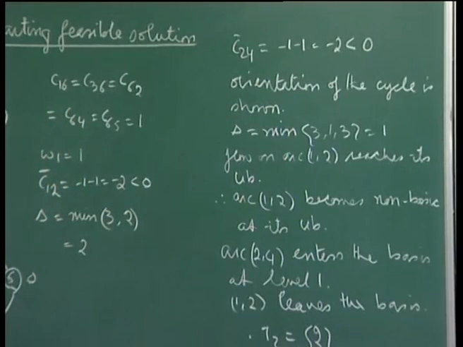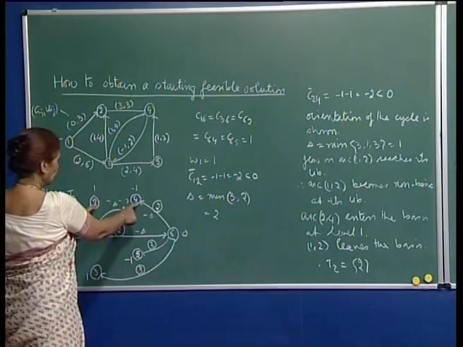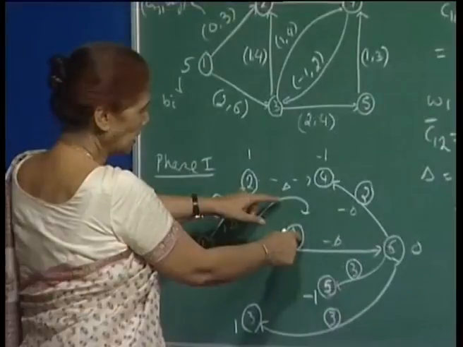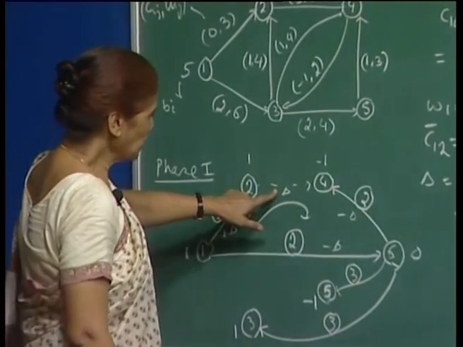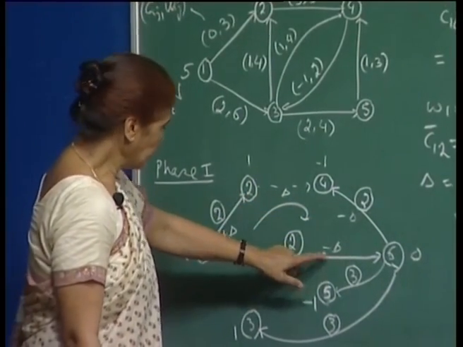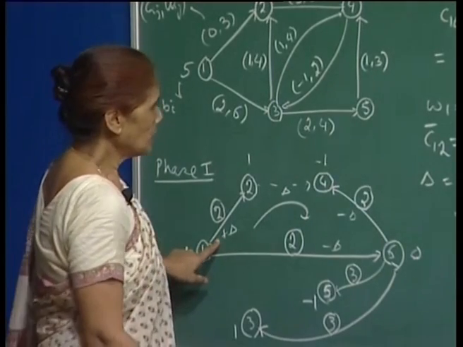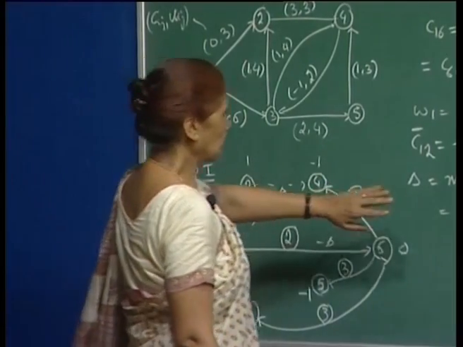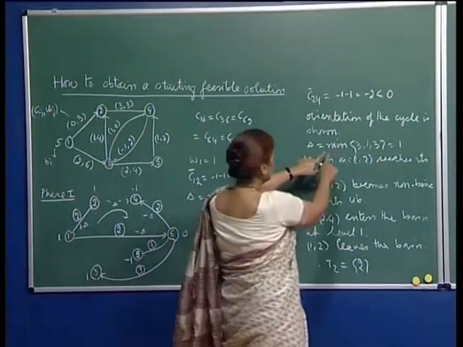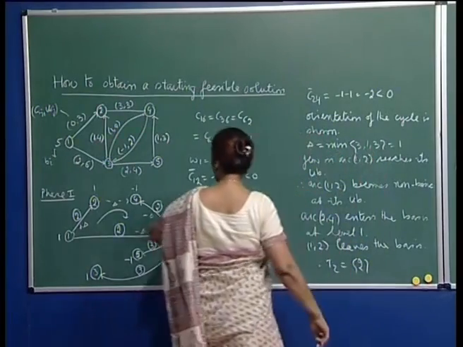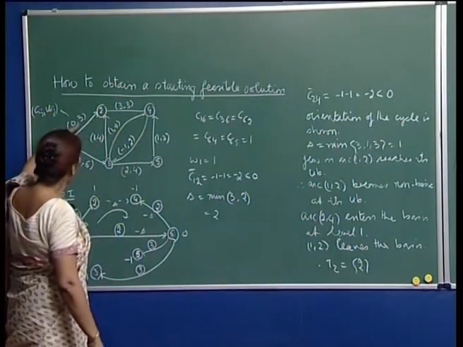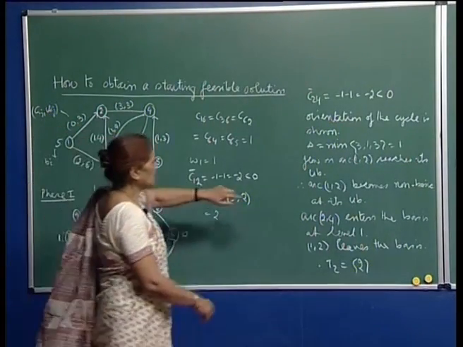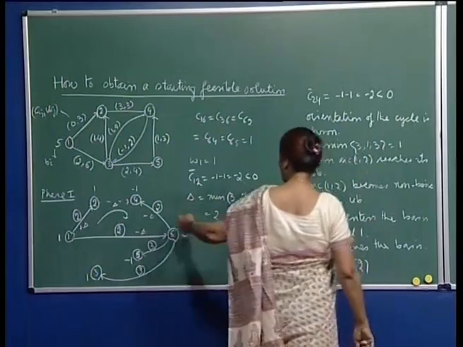If 2,4 has to enter, since the flow has to increase on 2,4, the orientation of the cycle will be like this: plus delta here, minus delta, and plus delta. Then delta comes out to be the minimum of 3 and 1, because you already have 2 units of flow here, and the flow at most can be 3 units on arc 1 2.